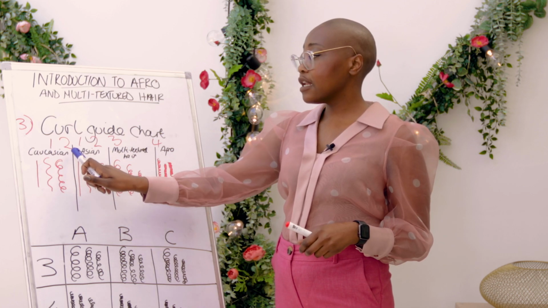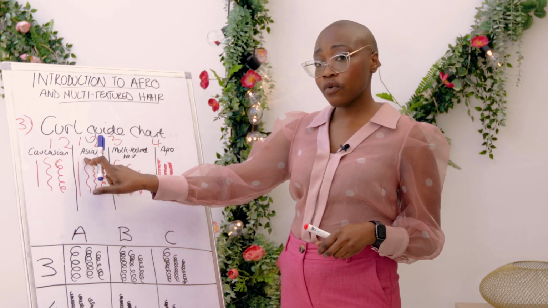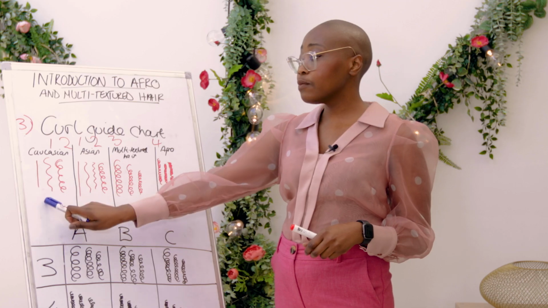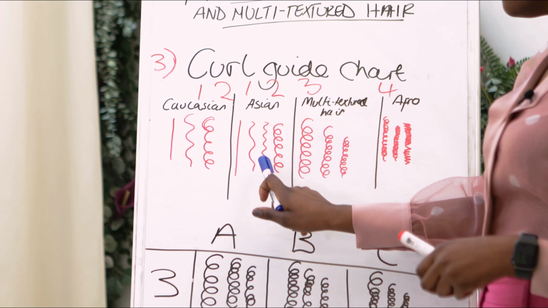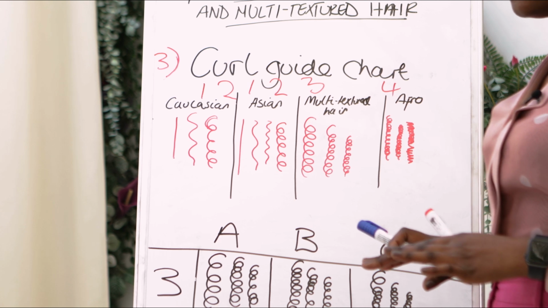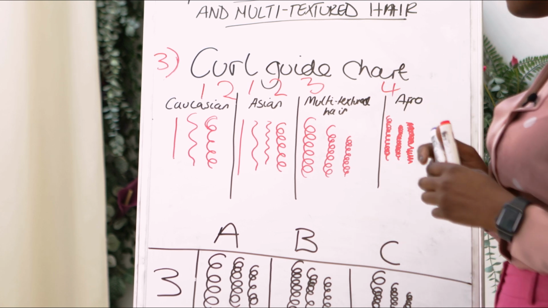Within the number 1 and number 2, this is where you find your Asian and Caucasian hair groups. You have varying degrees of curl patterns. You have hair that is super straight, goes into a wave, a much tighter wave, and then it goes into a tight curl. Varying degrees of curl patterns, and then varying degrees of tightness of the curl.